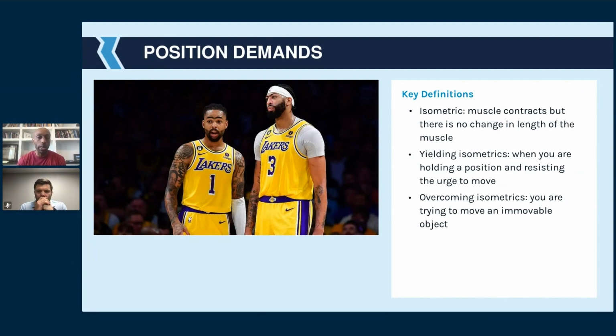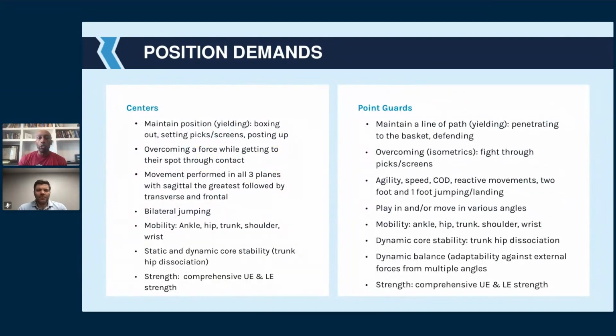And so when I talk about you're trying to move an immovable object, so overcoming isometrics, when you're trying to gain position in the paint to rebound, to seal off a defender, to post up. The defender is trying not to move. He's not allowing you to go to the basket. He's not allowing you to get to the rebound.